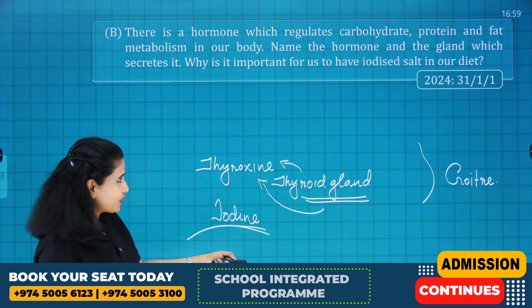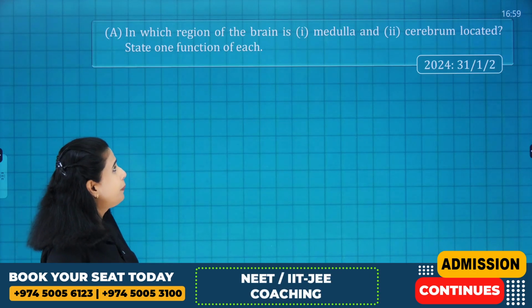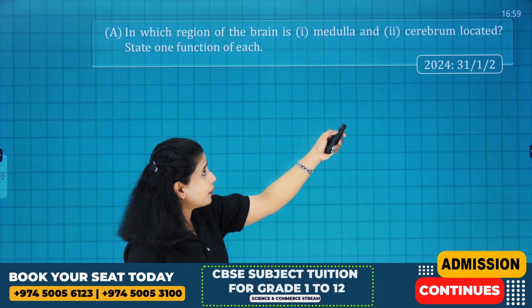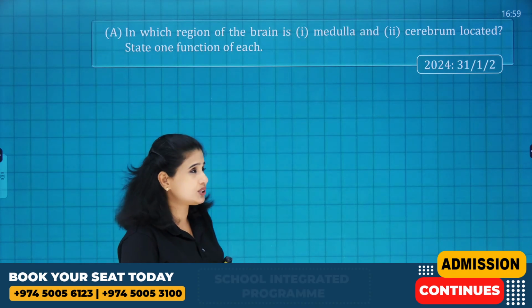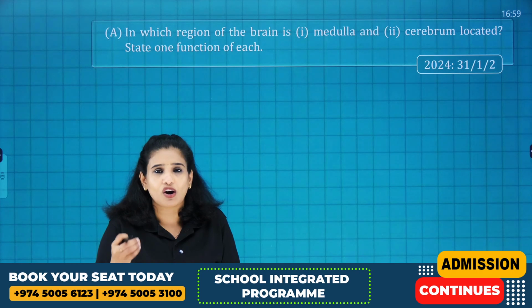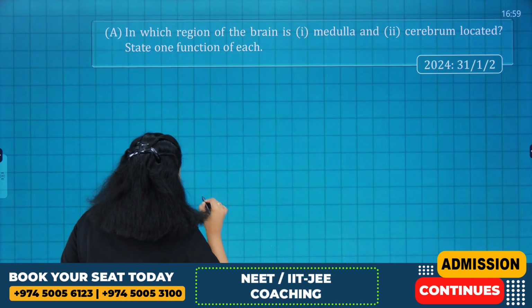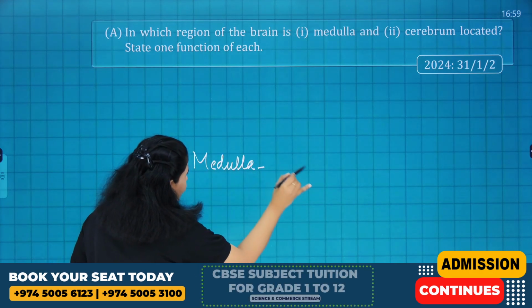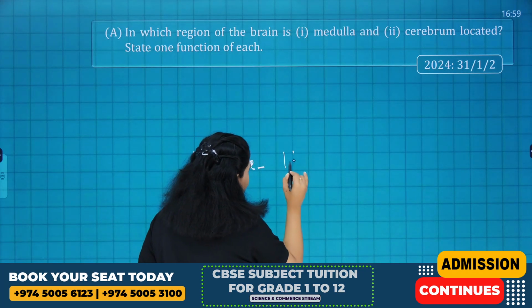Now let's see the next question. In which region of the brain are the medulla and cerebrum located? State one function of each. First is the medulla. Where is the medulla located? In the hind brain.